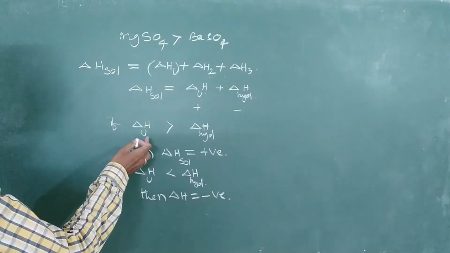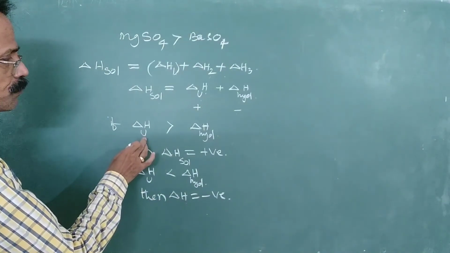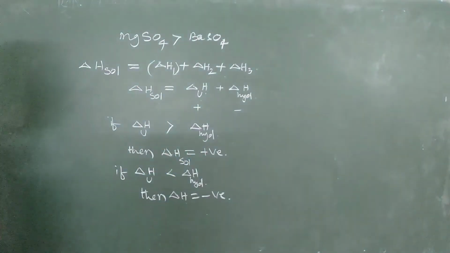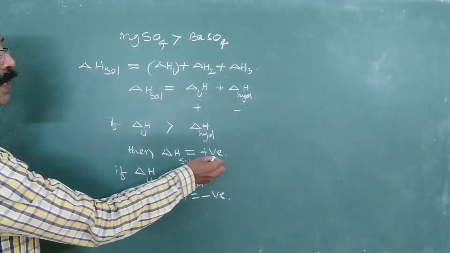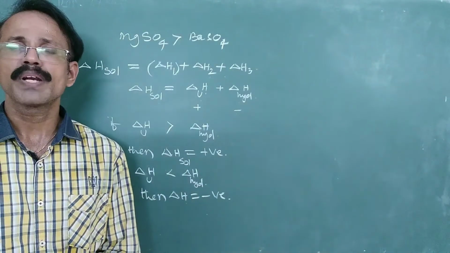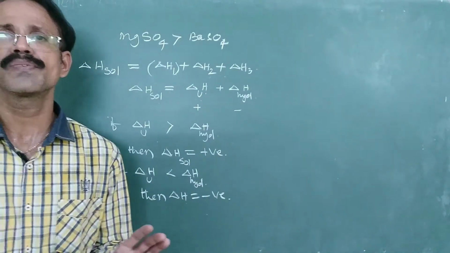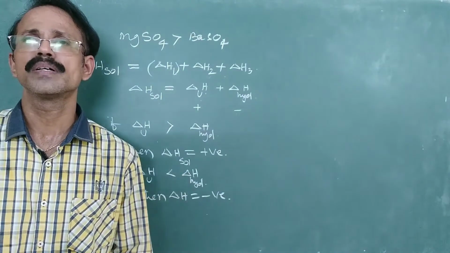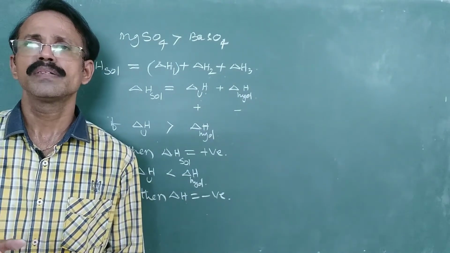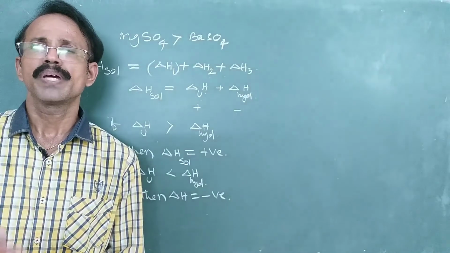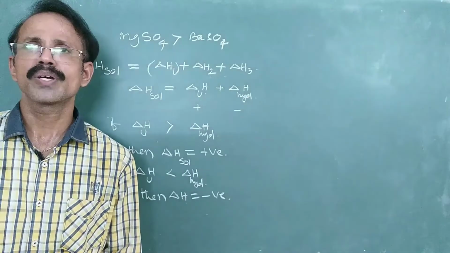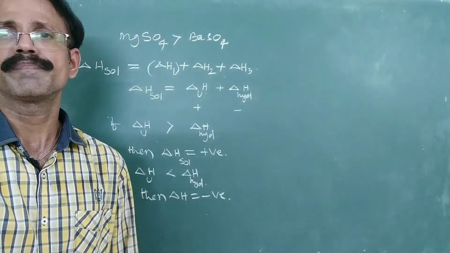When hydration enthalpy decreases, obviously the lattice enthalpy becomes more than hydration enthalpy, or the enthalpy of solution becomes positive, and the solubility decreases. That is the reason why the solubility of barium sulfate decreases, and it becomes less soluble when compared to magnesium sulfate.